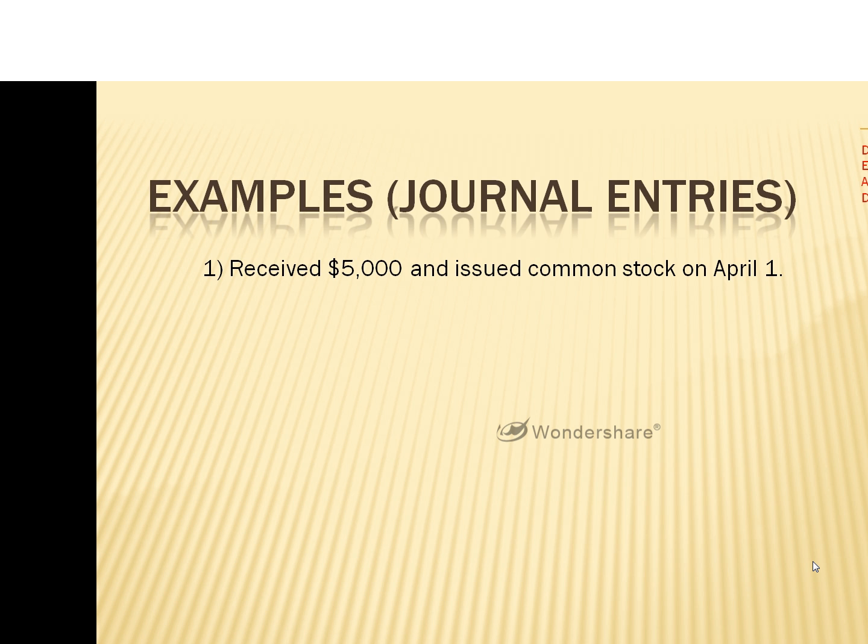We are receiving $5,000 and we're issuing common stock, but you can see now it says on April 1st. The proper way to create a journal entry is to always put the label first. Then we bring in our debit, and our debit is cash because we received cash. Next, we bring in our credit, which is common stock, and you can see we brought the money in.